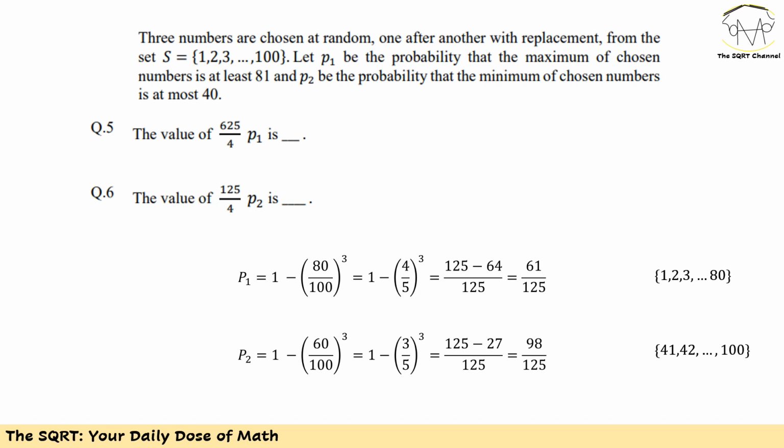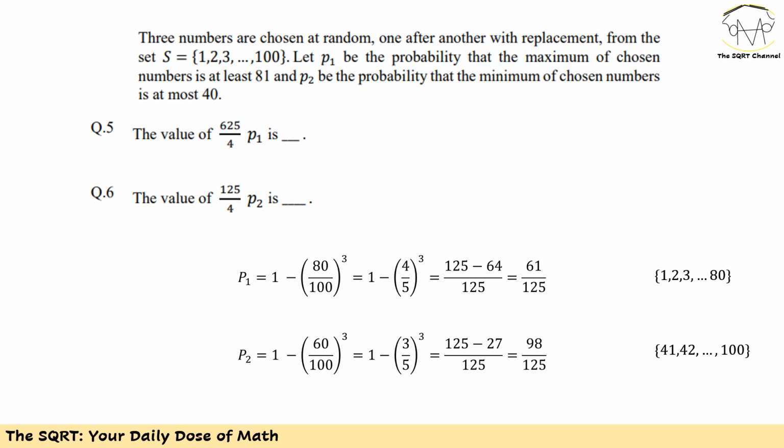Let's say that these numbers are 60, 61 and 62 for the sake of simplicity here. In this case, the minimum of these numbers is going to be 60 and it's not at most 40. So here what you've seen is, to find P2, we basically tried to see what's not included in P2. To do this, I'm going to select all these numbers from the set from 41 to 100. It's going to be 60 numbers out of 100 numbers.